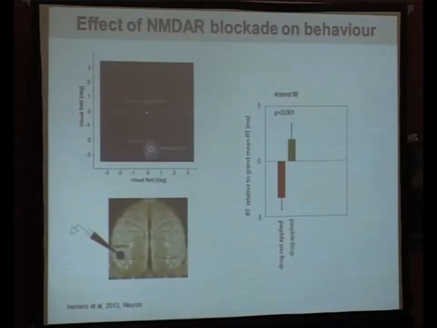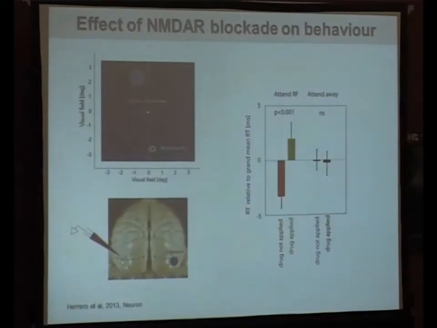And importantly, when we then ask the monkey to attend to this location, so the monkey should listen to those neurons, but on some trials we affect those neurons, then for NMDA blockade, there is no effect on reaction times whatsoever. So this is highly specific to influencing those neurons that the monkey should listen to. If we influence neurons the monkey should not listen to, like on those trials, there's no effect on behavior.